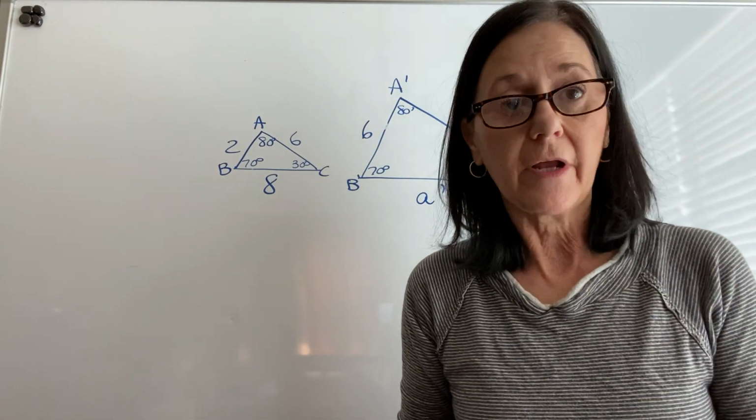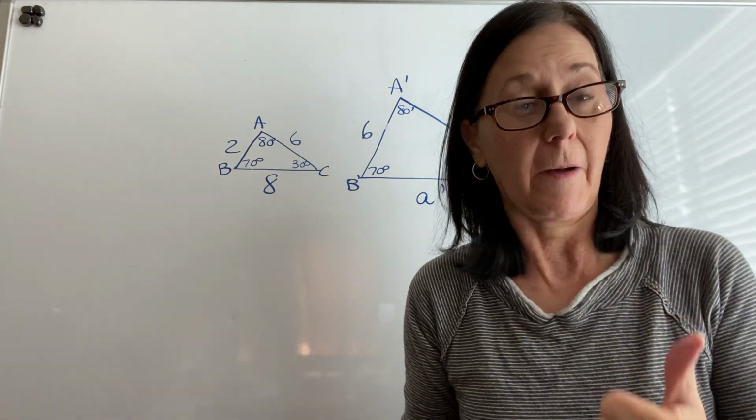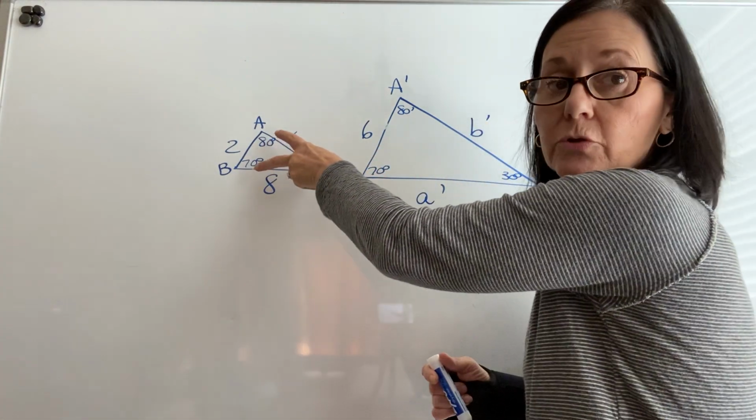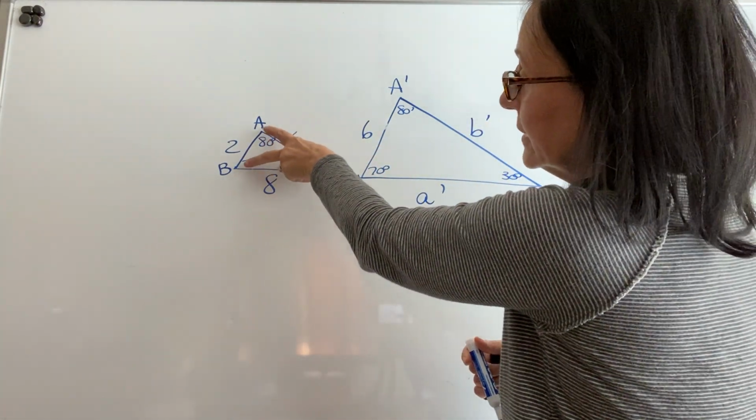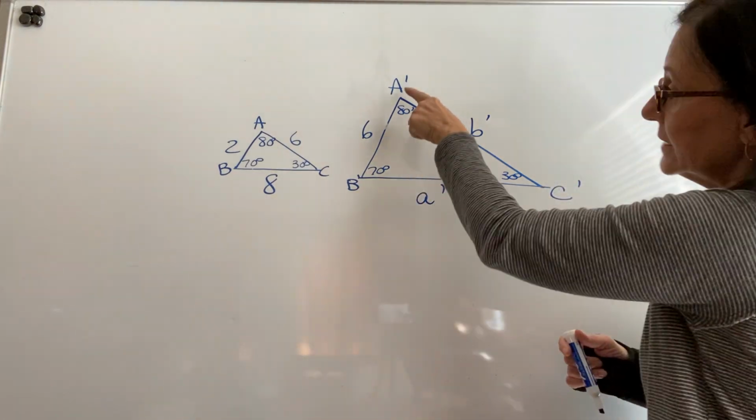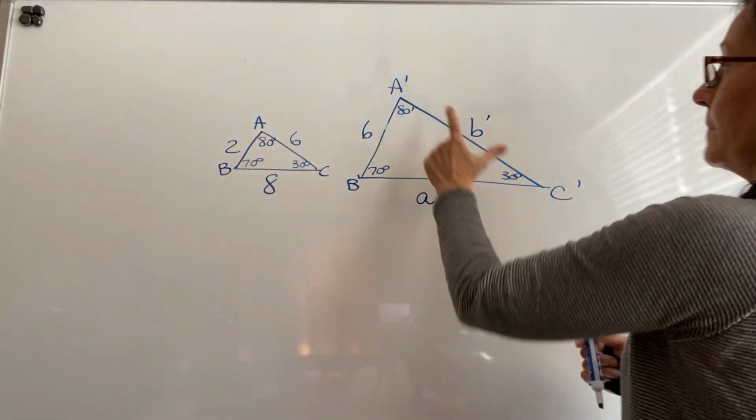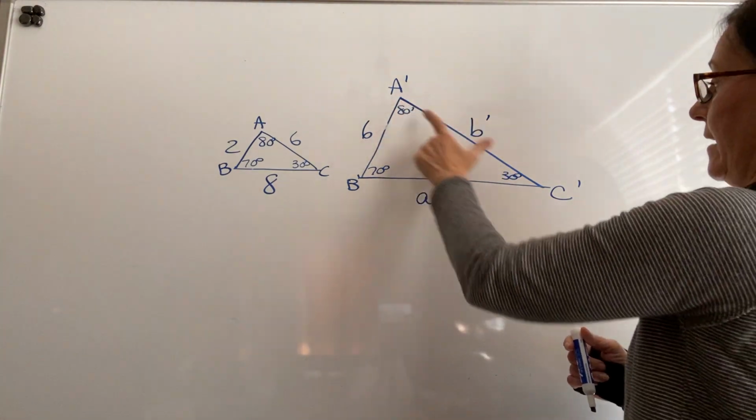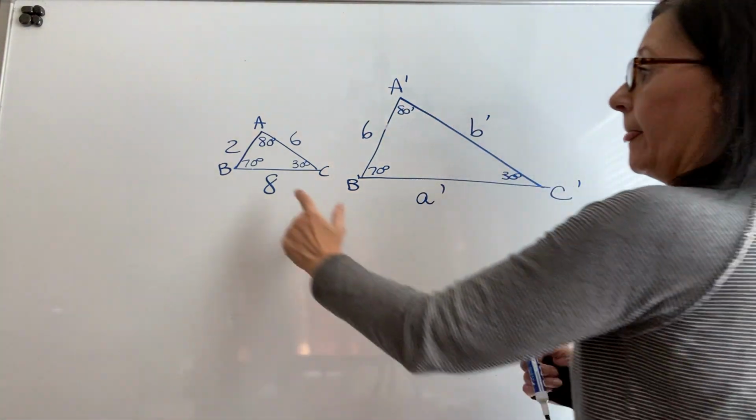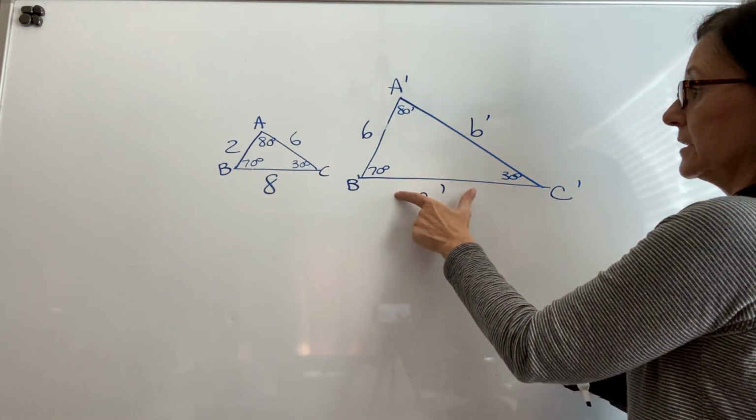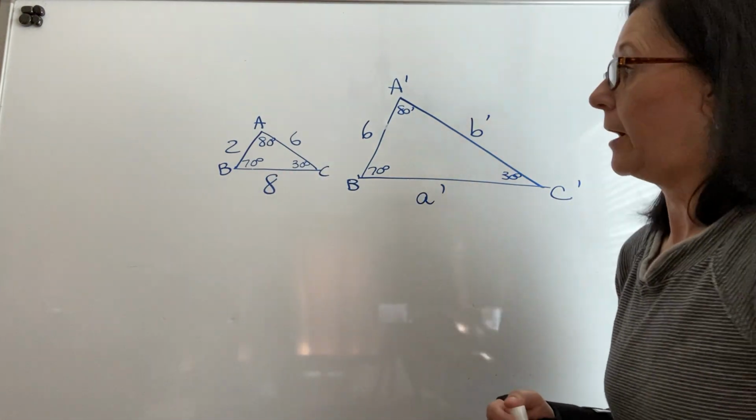But now my sides are not equal, but they have corresponding sides. All right, and the corresponding sides go between the equal angles. So this side AB corresponds to A prime, B prime. This side AC corresponds to this B prime side, A prime to C prime. This side labeled ABC corresponds to B prime, C prime.